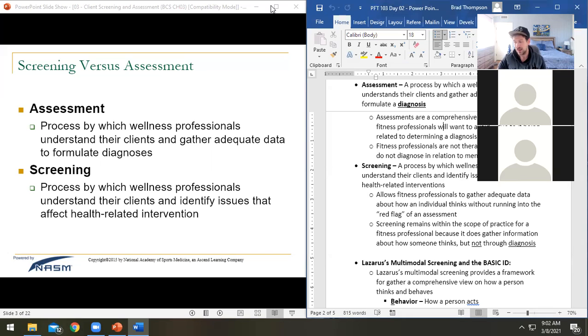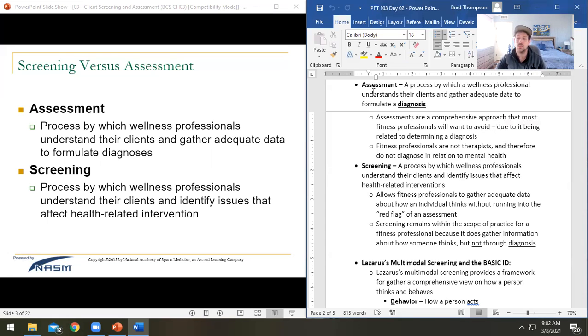In the same way that people come to see me when their body aches a little bit, right? It sounds like your mental health is struggling a little bit. So maybe seek a professional, right? So that's one of the key differences between these two here, right? Assessments are all about formulating a diagnosis, which is a big no-no for us, right? So assessments are a comprehensive approach that most fitness professionals will want to avoid due to it being related to determining a diagnosis. We aren't therapists, therefore we do not diagnose in relation to mental health, right?